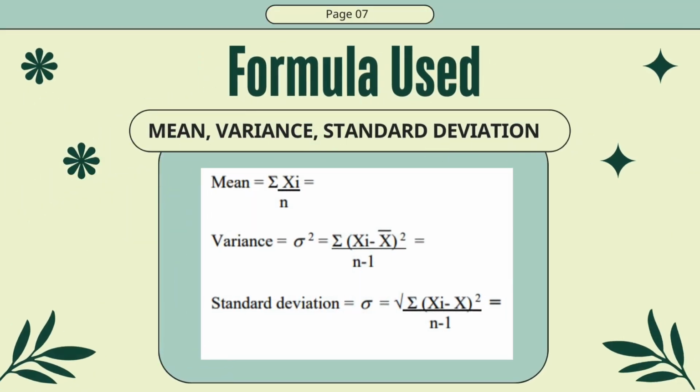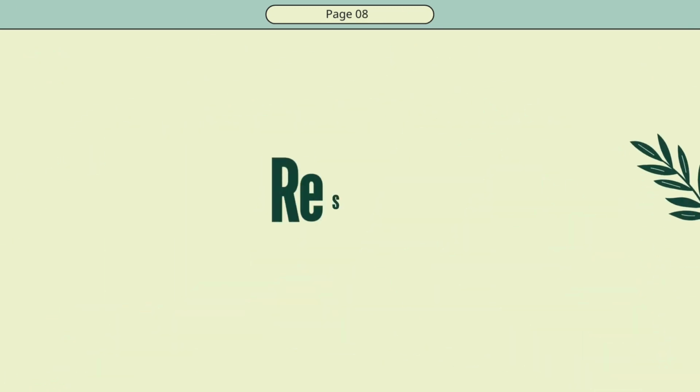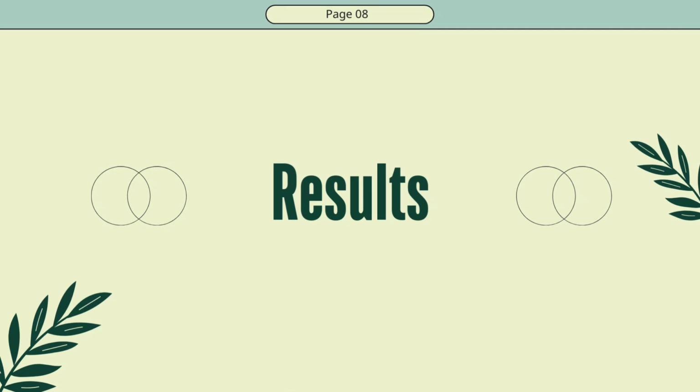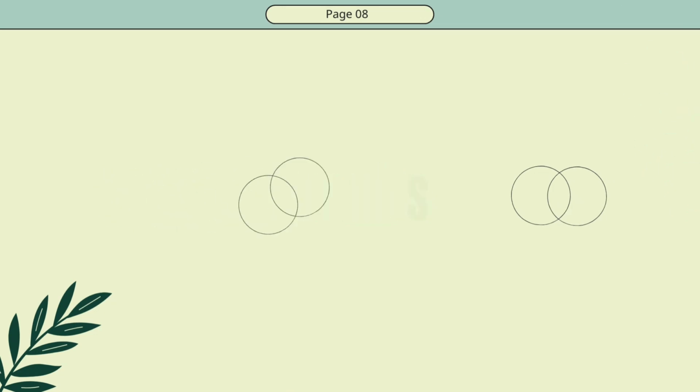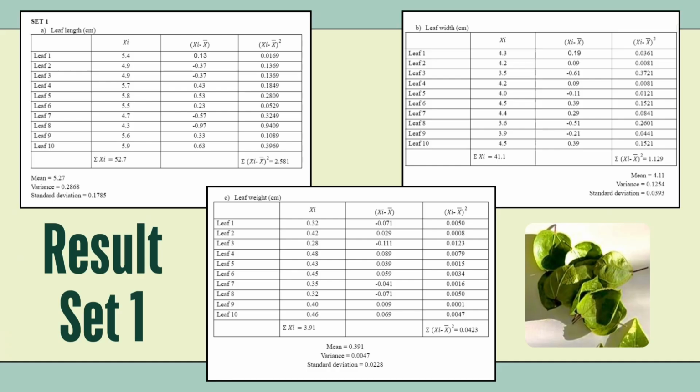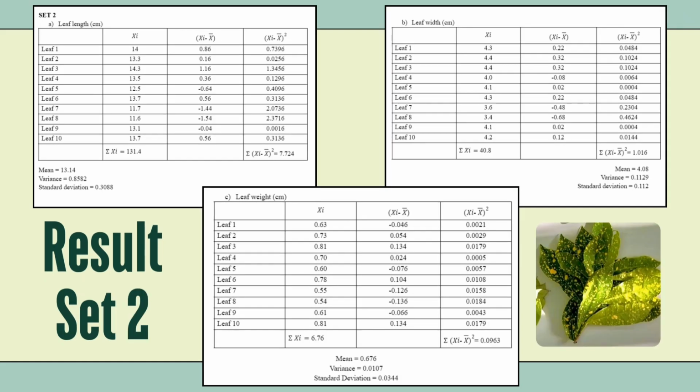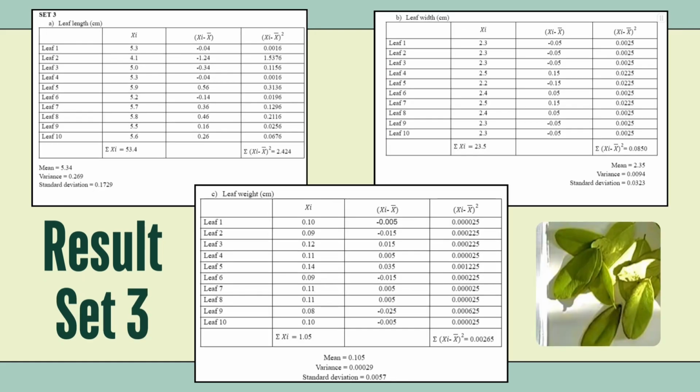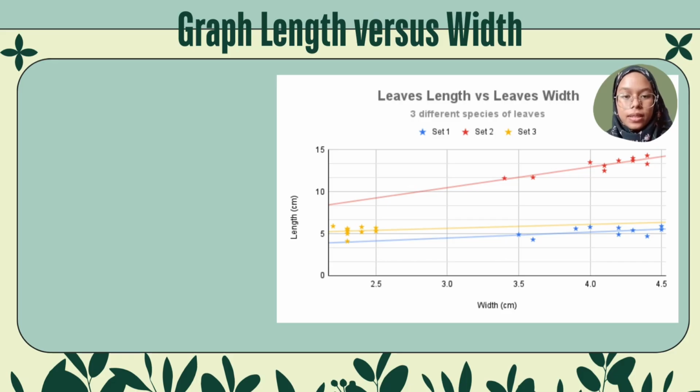These are the formula used for mean, variance, and standard deviation. Result for set 1, result for set 2, and result for set 3. This is the graph length versus width.